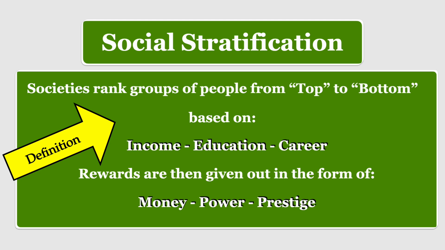Rewards are then given out by society in the form of money, how much money you can expect to make; power, how much power you can expect to have, and by power we mean the ability to get your way, to get people to do what you want them to do; and then lastly, prestige, the amount of respect that you can expect will be accorded to you by society based on your income, your education, and your career.